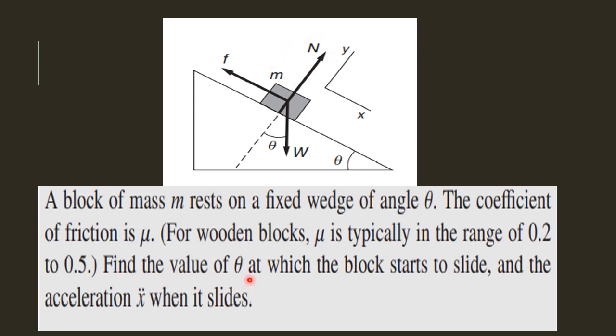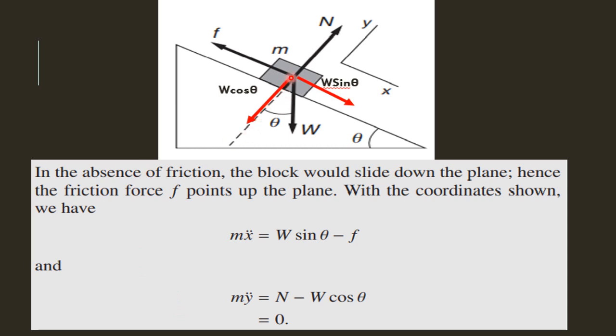So we have to find out the value of theta at which the block starts to slide and also the acceleration x double dot. So we resolve w into its two components, w cos theta and w sin theta. So w sin theta is opposite to friction and w cos theta is opposite to normal reaction. So we can write down the equations of motion. In the absence of friction, the block would slide down the plane. Hence, the friction force F points up the plane.